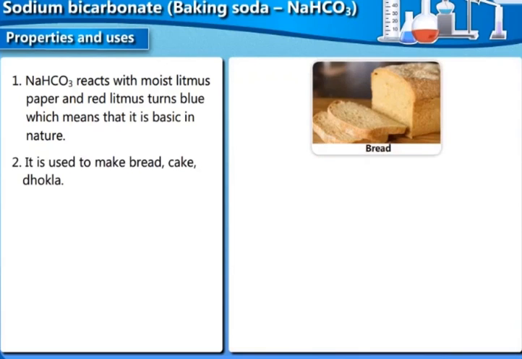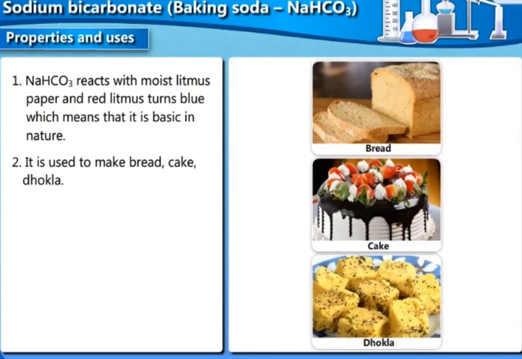2. It is used to make bread, cake, dhokla. So if you see, the first property says that it turns red litmus blue. Whenever you get a B for blue, you should understand that the substance is a B for base. So you can say that sodium bicarbonate is a basic salt. Okay, let's proceed.